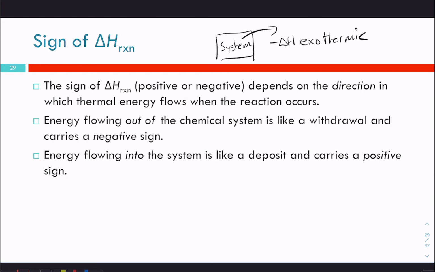You can also think of it like your bank account, right? If you withdraw money from the account, that would be like an exo money process. You're extracting money from that system. If you deposit money, so have another system here. If the heat is going into the system, that's a positive delta H, and that's endothermic. So you're adding heat into that system.